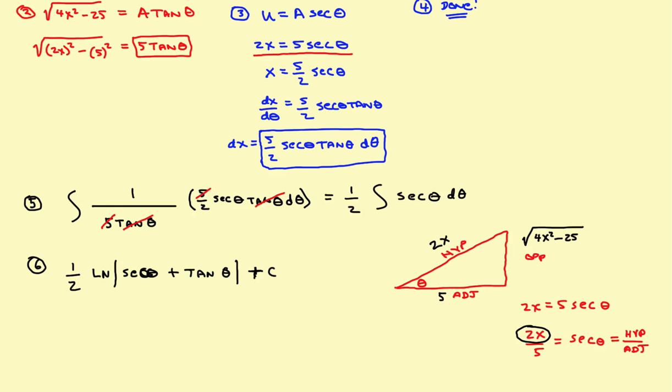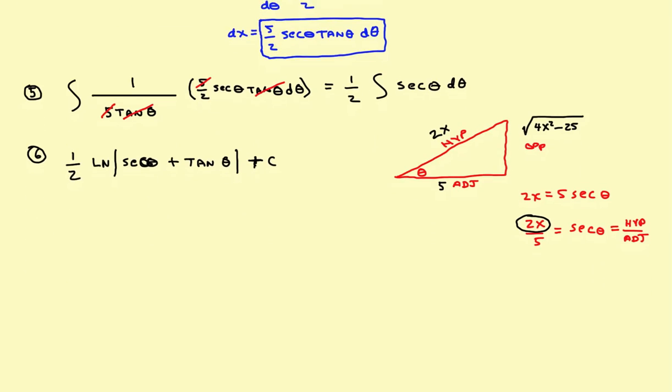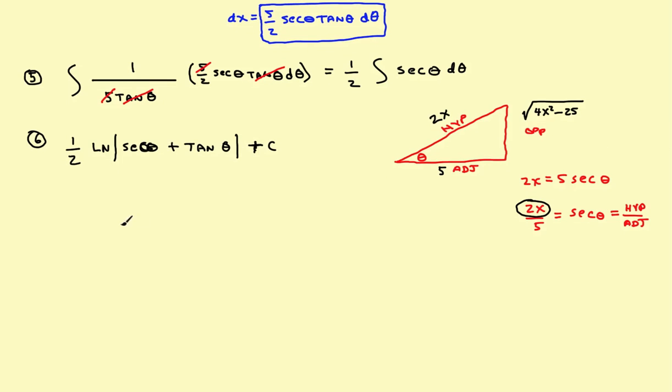And now that you've got all three sides of the triangle, you're ready to turn this thing back into an x problem again. So we'll go to step 7. What you need is 1/2 of the natural log of, now again, you need the secant of theta. Well, in this case, you actually had this one earlier. The secant of theta was equal to 2x divided by 5. So this would be 2x divided by 5. And you've got a plus.